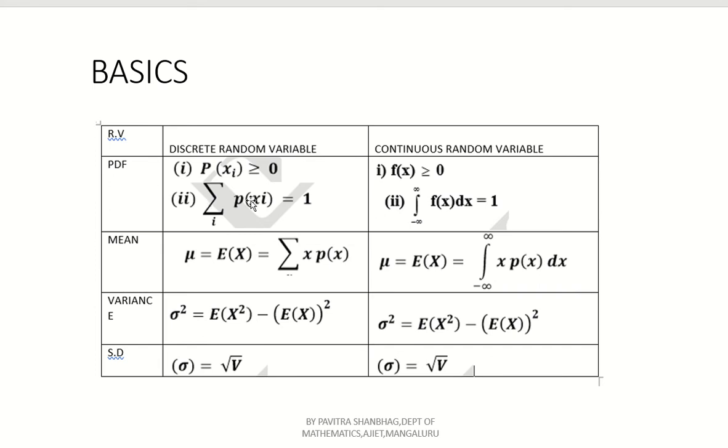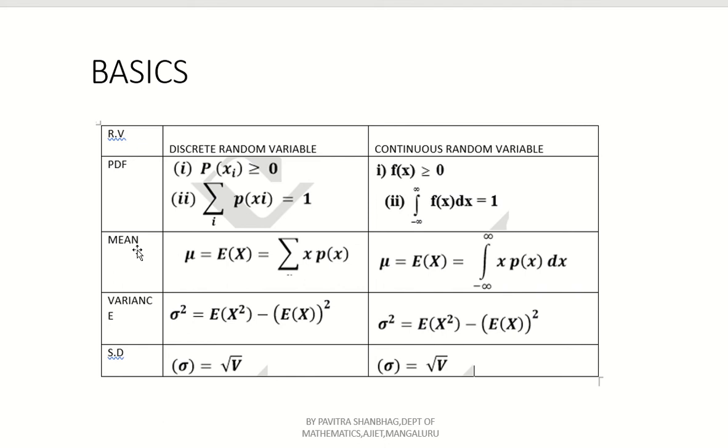Now similarly, we have discussed the case of continuous random variable. Instead of p of xi, we have taken f of x. First condition is f of x greater than or equal to 0. Second condition is the integration of f of x dx in limits from minus infinity to infinity equal to 1. Here, for discrete random variable summation, for continuous random variable integration, right?